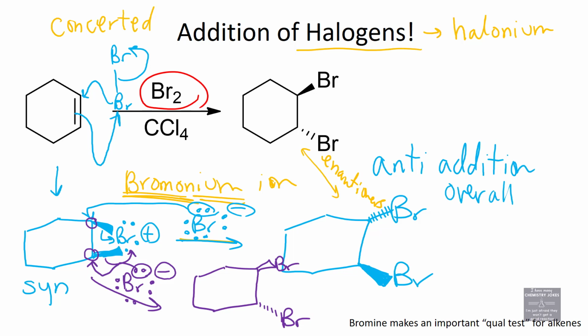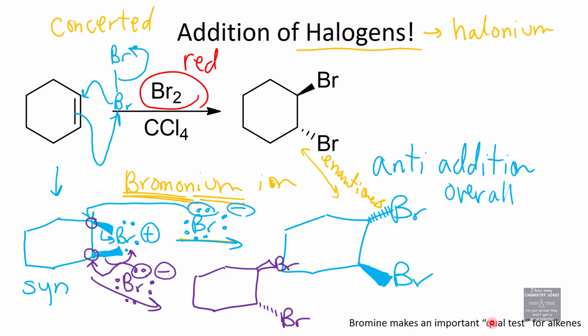Bromine, liquid bromine, is a red compound. When you run this reaction, it starts out as a red liquid mixed with a different thing. Over the course of the reaction it becomes less red because the Br2 is disappearing. So this qual test says if you have a solution of something that is unknown and you add bromine to it, if that red color disappears, it's confirmation that your unknown had an alkene in it.